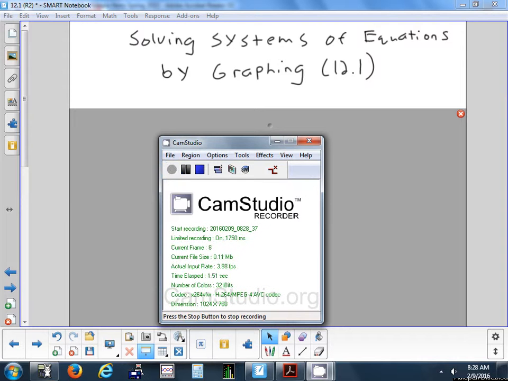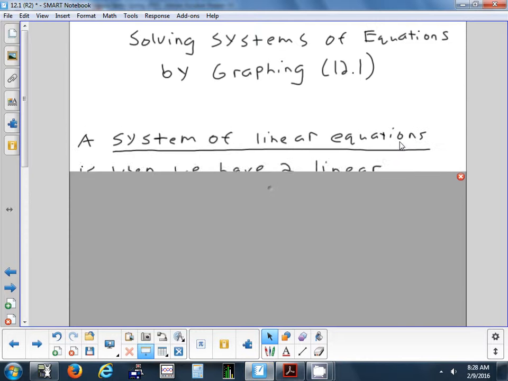All right, so this week we're going to start looking at solving systems. Solving systems is something we're probably going to spend a good few weeks on. We're going to spend a while in this chapter, so this is just the first section of solving systems. First thing I want to make sure everyone understands is what the title means.